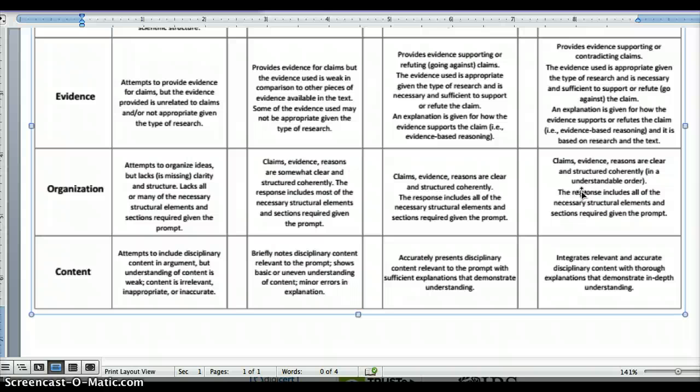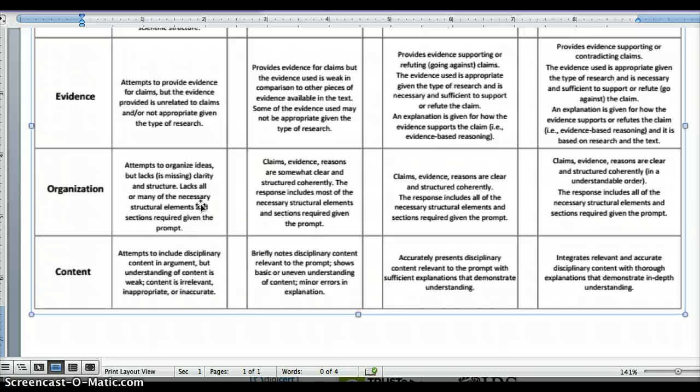As you get down from a 3 to a 2 to a 1, this structure, this organization is not as clear. You might have a piece of evidence about the environment when you're talking about the cost. Your concluding paragraph might be very repetitive. It's not as clearly flowing.